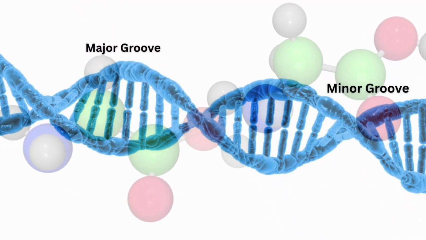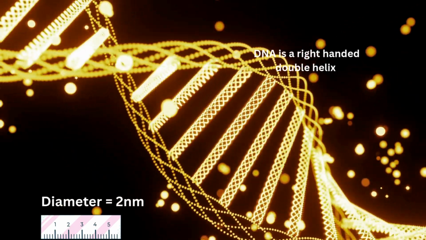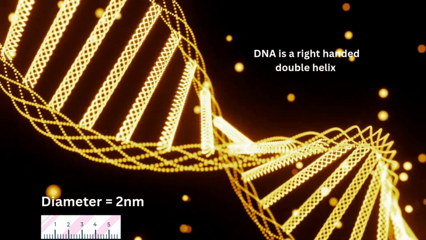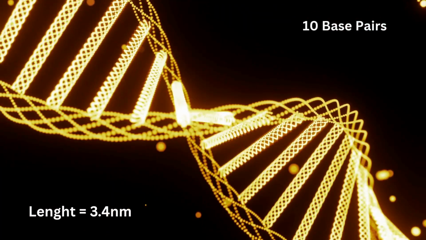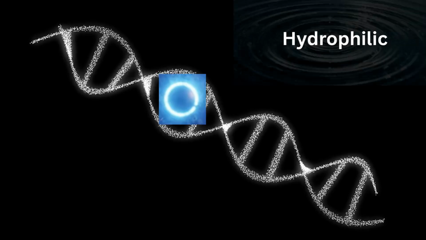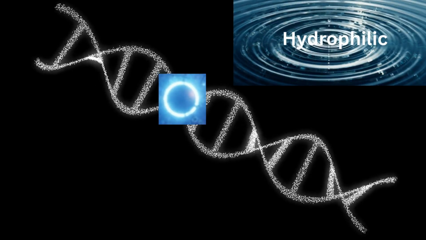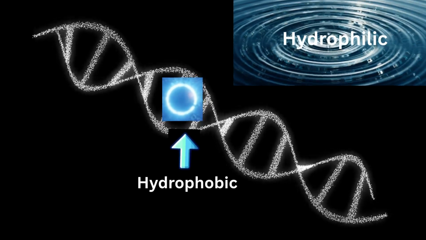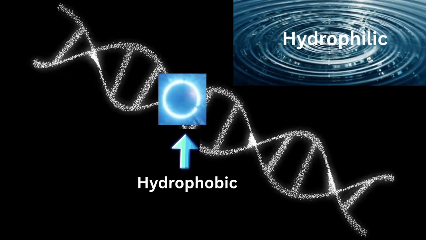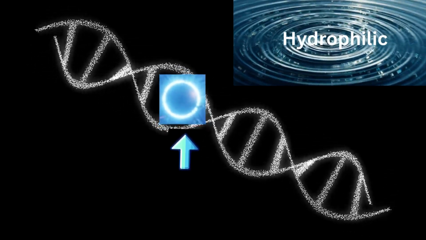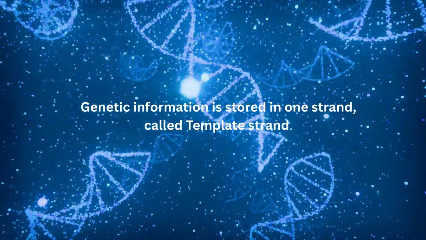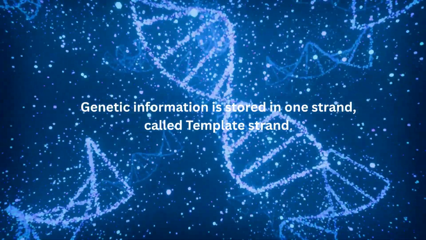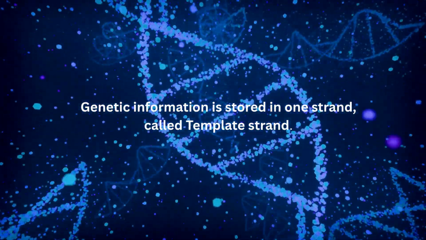Features of the DNA helix. DNA is a right-handed double helix. It has a diameter of 2 nanometers. One complete turn has 10 base pairs and a length of 3.4 nanometers. The outer part is hydrophilic due to the phosphate backbone and the inner part is hydrophobic due to the bases. DNA strands are complementary, not identical. The genetic information is stored in one strand called the template strand.